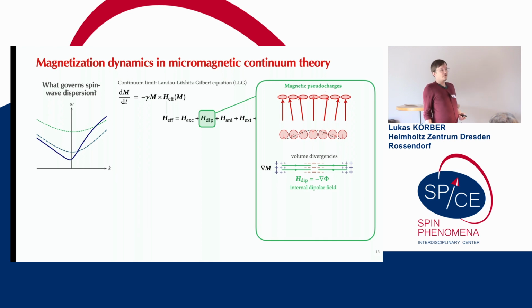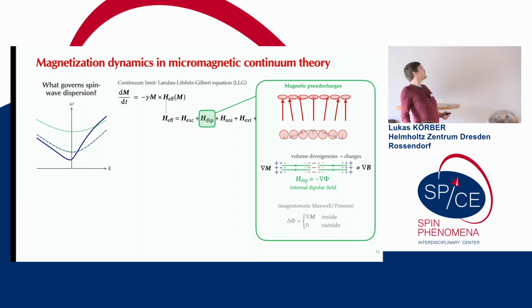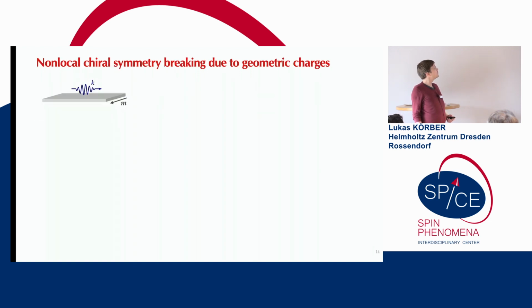And of course, in the magnetostatic limit, we can also describe these dipolar fields as the gradient of some dipolar potential, which obeys the Poisson equation. And in analogy with electrostatics, we can call these divergences charges or volume charges. They have nothing to do with the non-existent monopoles of the magnetic induction, of course. But with these magnetic volume charges, we can already, at least phenomenologically, describe this dispersion asymmetry arising in magnetic nanotubes.